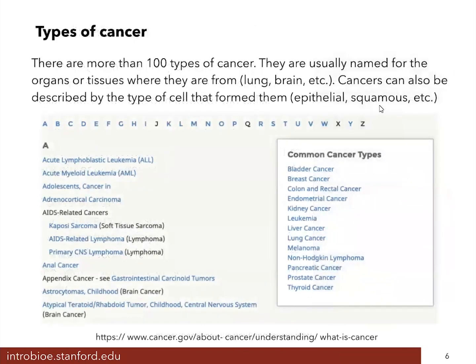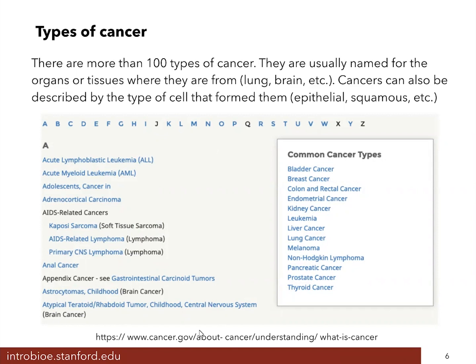There are more than 100 types of cancer. Cancers are usually named for the organs or tissues where they're from. So this could be lung cancer, brain cancer, etc. They may also be described by the type of cell that formed them. So they could be epithelial cells, squamous cells. Sometimes you'll hear a combination of both the tissue that they're from and the cell type they're formed from.